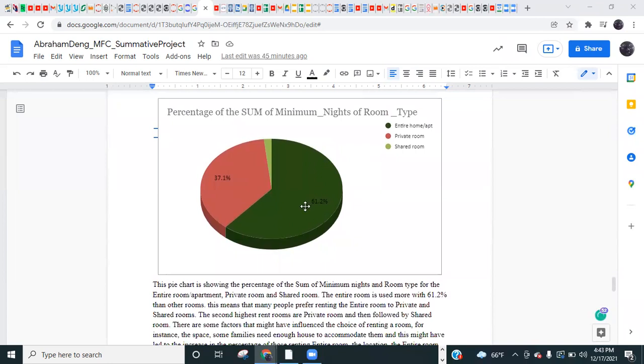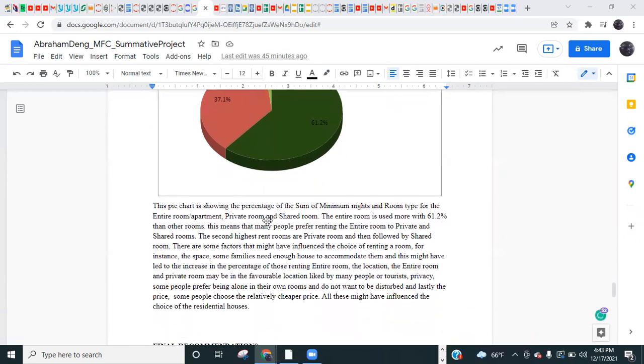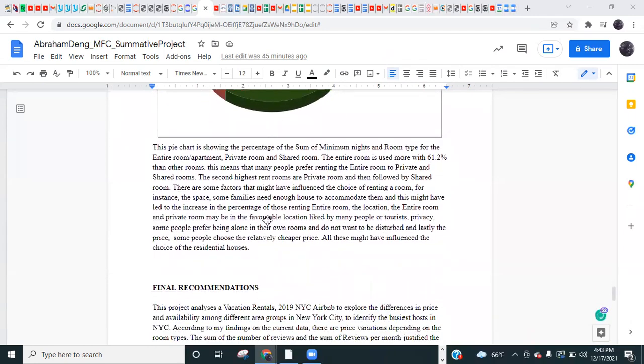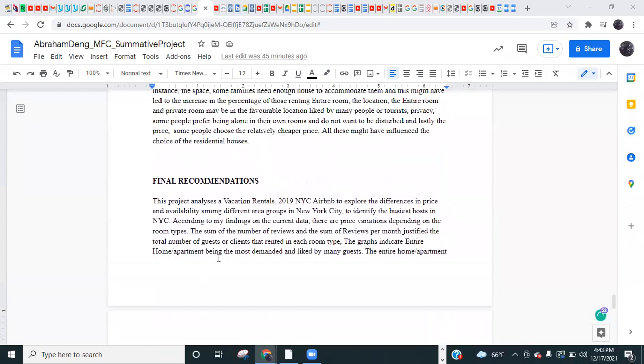So this simply means that for Mr. Robert to have a successful business, he has to avoid building the shared room, because it is not liked by very many clients, and focus on building the entire houses and the private rooms, which are liked by very many clients. So finally, in our recommendation, we say that this project analyzes the vacation rentals for this Airbnb company, which is similar to what Mr. Robert wants to set up in New York, in the US also.